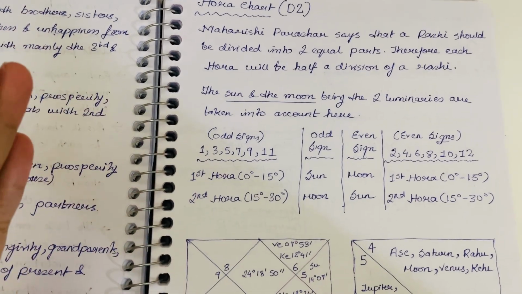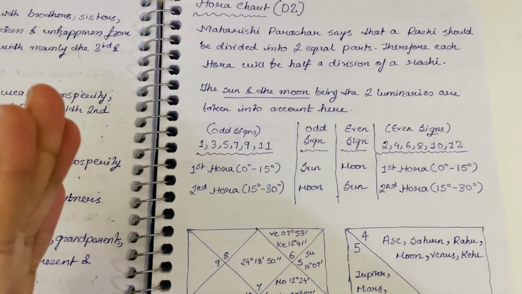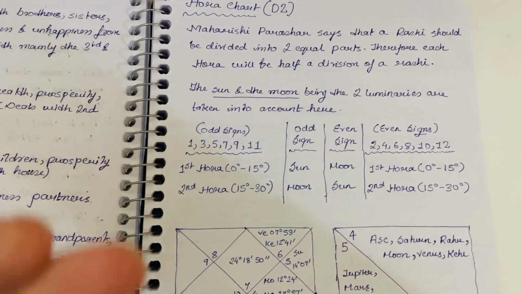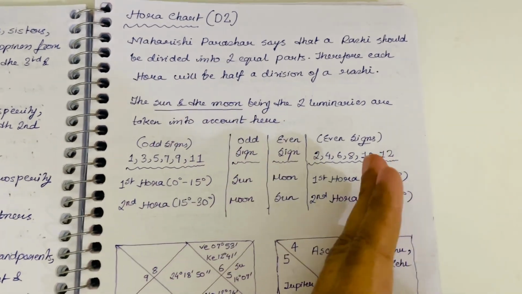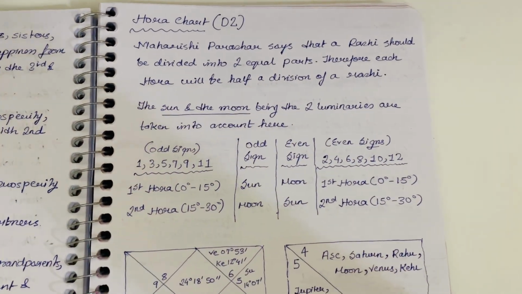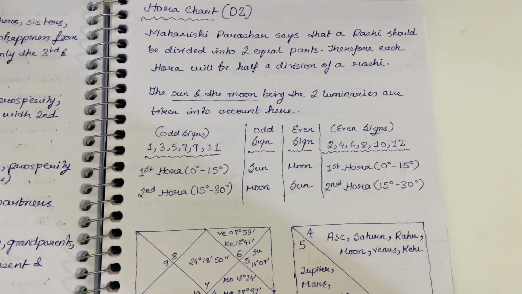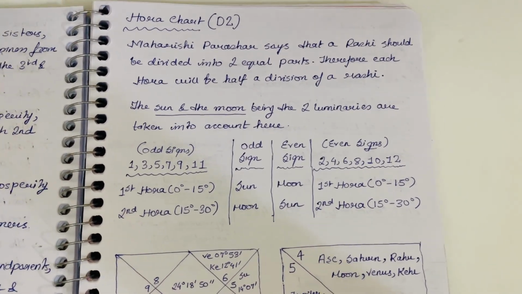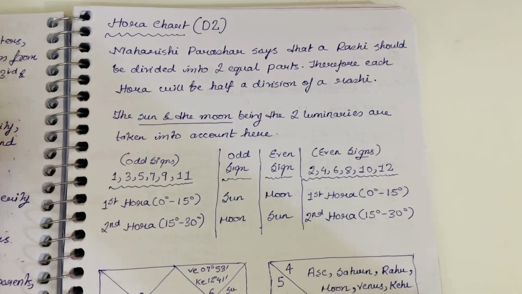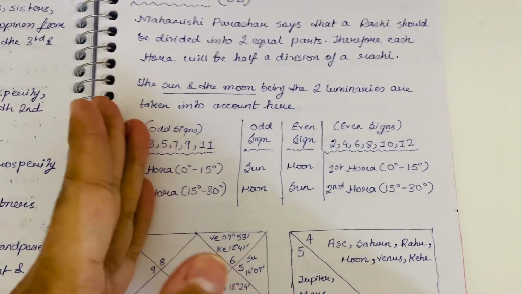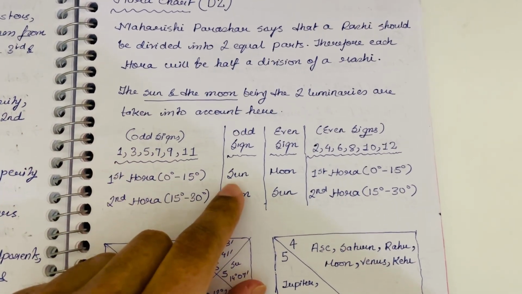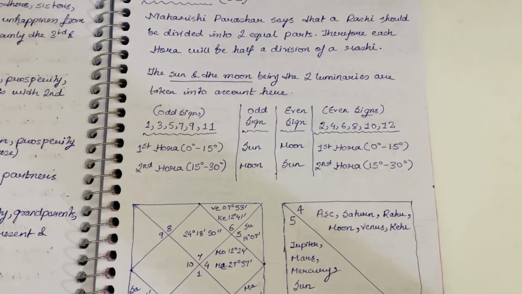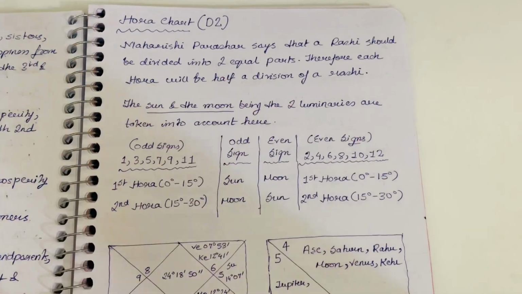The first hora is ranging from 0 degrees to 15 degrees and the second hora will be from 15 degrees to 30 degrees. Similarly, for the even signs, the first hora is ranging from 0 degrees to 15 degrees and the second hora is ranging from 15 degrees to 30 degrees. Alright. In the odd sign, the first hora is ruled by Sun and the second hora is ruled by Moon. It will be completely the reverse when it comes to the even signs.